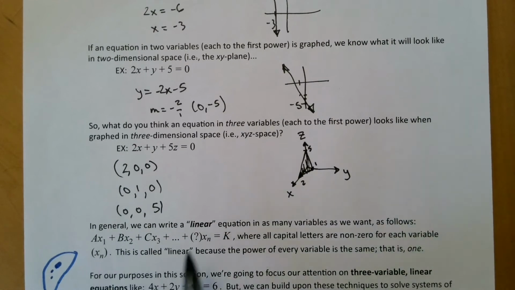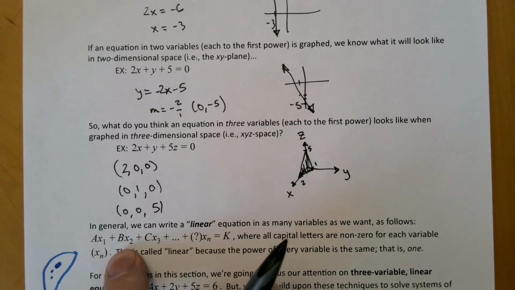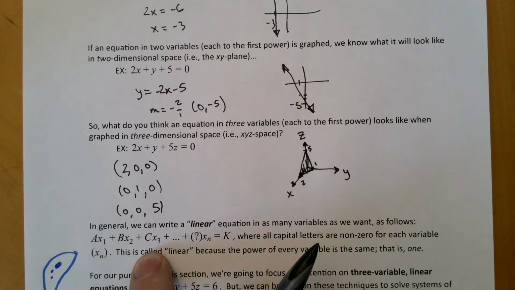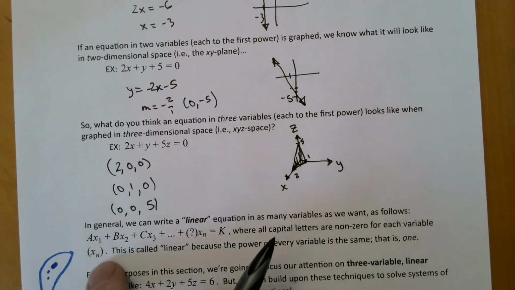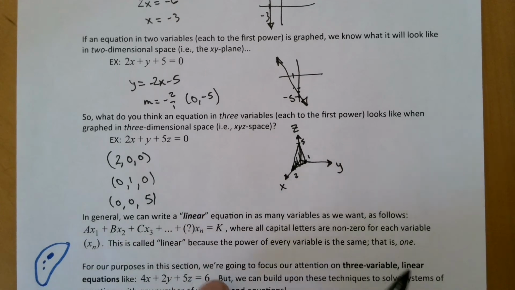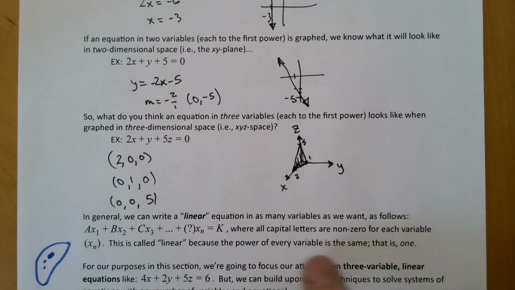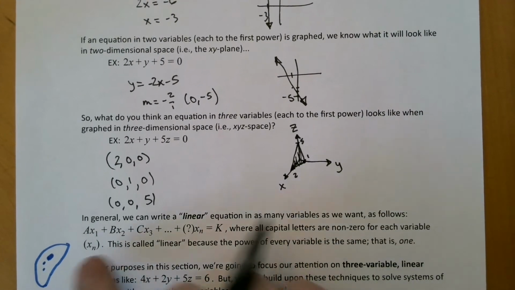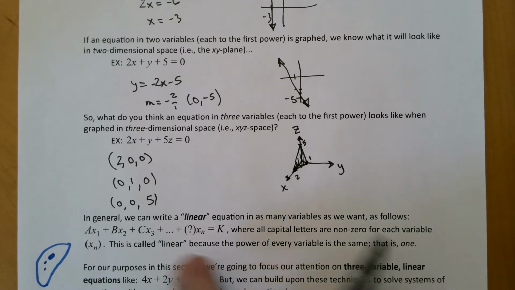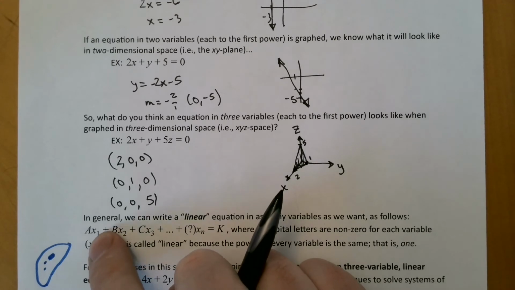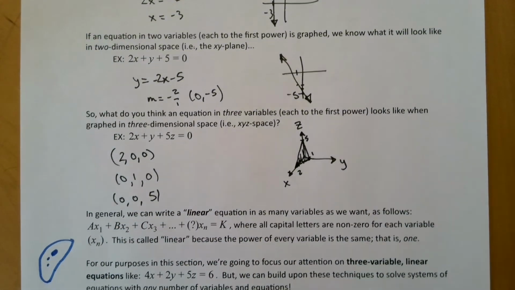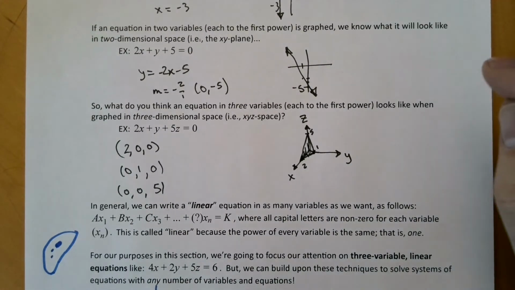So in general, we can write a "linear equation" in as many variables as we want. It looks like this: ax1 plus bx2 plus cx3. We did x, y, and z instead of subscripts. But what we would do is make all these a's, b's, and c's non-zero for each variable xn. This would be linear because they're all in the first degree. So it's x to the first power, or x subscript 1 to the first power, x subscript 2 to the first power, and so on and so forth.